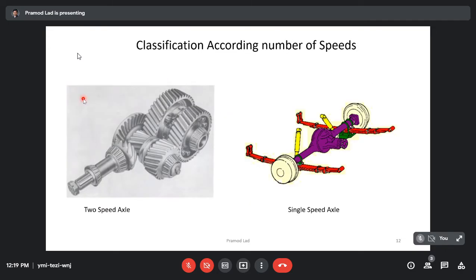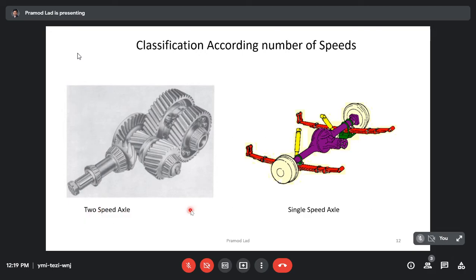So let's move to the final classification category of our axles, and this category is according to number of speeds. There are two categories: single speed axle and two speed axle. The single speed axle is like a structural member, and it also has a differential gearbox, and the power is transmitted through it to the wheels and tires.